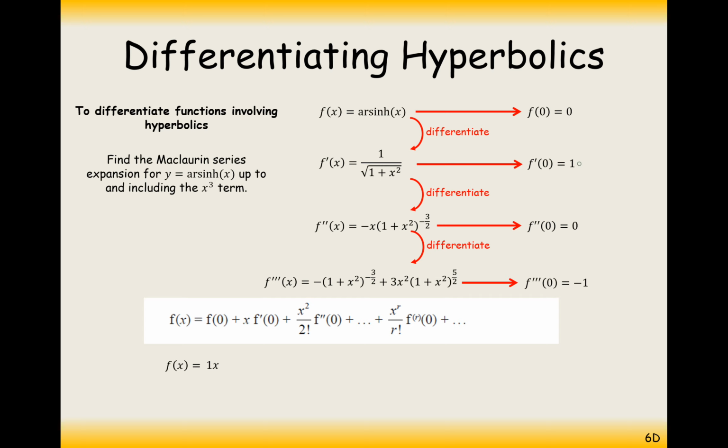Then we'll move on to the next term, which is 1. So it's going to be f dash of 0, which is 1, so 1 times x. The second term is 0, so that bit's not going to have anything there. Then the third derivative will be x cubed over 3 factorial. So it's going to be minus 1 over 3 factorial x cubed. And there we are, that's the answer to this question.